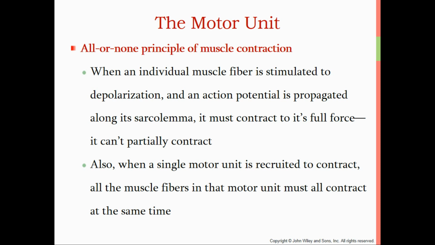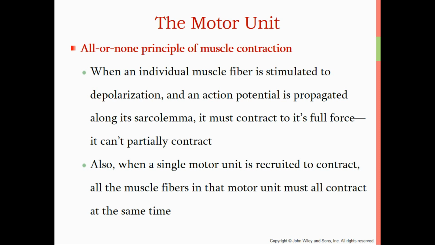So what this means is when a neuron tells all of the muscle cells that it controls to contract, all of the muscle fibers or muscle cells associated with that neuron, when they're told to contract, will contract as hard as they can to their fullest extent, or they will not contract at all. There is no partial contraction. It's either nothing or 100% maximum power. There is no in-between.